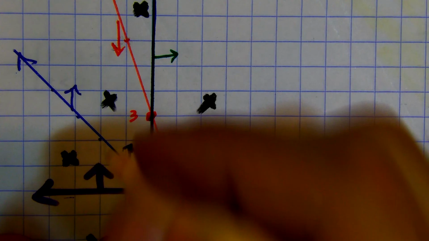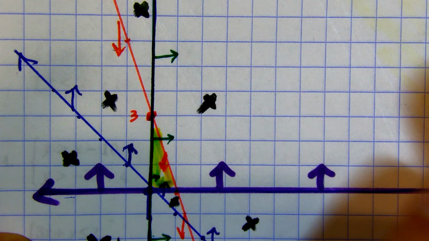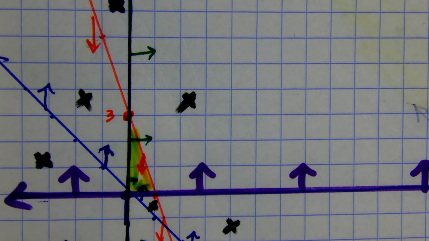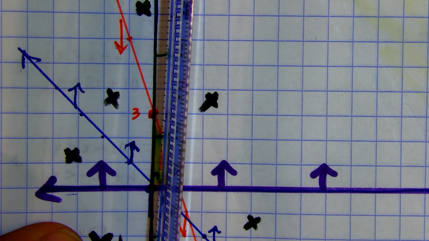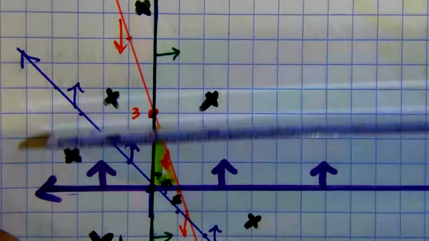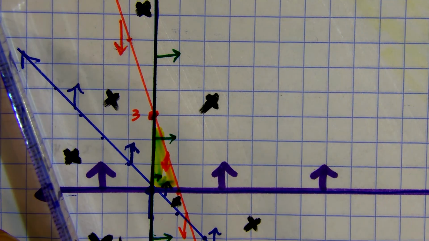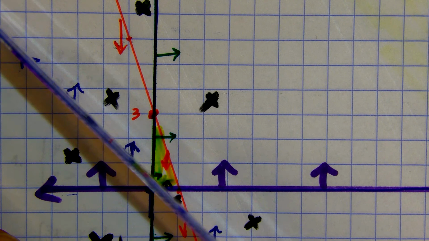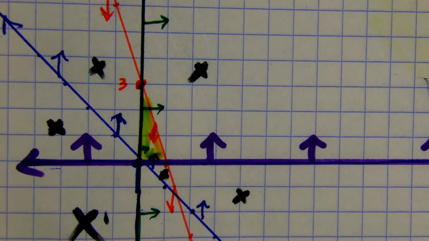Let's see if that makes sense. To the right of the green, does that satisfy it? Yeah. Above the purple, does that satisfy it? Yes. Below the red? Yes. Above the blue? Yes. So remember, it's the tiny triangle. It's not every place that needs to be shaded. It's what's in common that needs to be shaded.